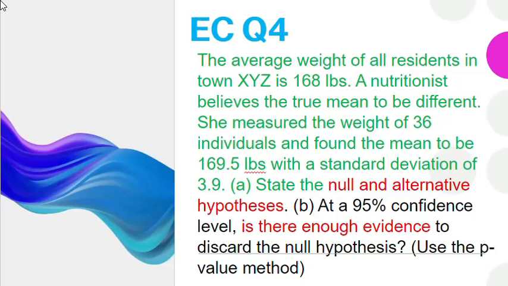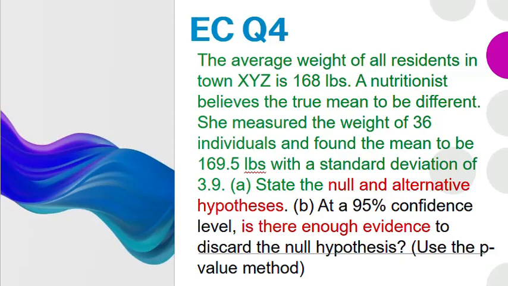So the question reads, the average weight of all residents in town XYZ is 168 pounds. A nutritionist believes the true mean to be somewhat different. She measured the weight of 36 individuals and found the mean to be 169.5 pounds with the standard deviation of 3.9. So there are two parts to the question.